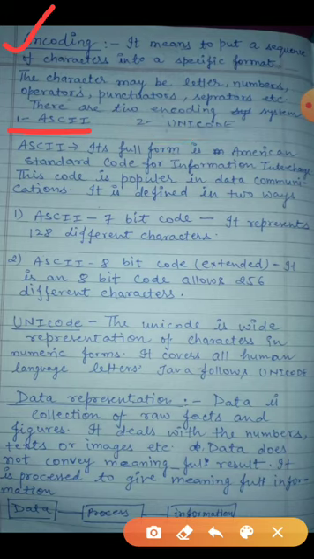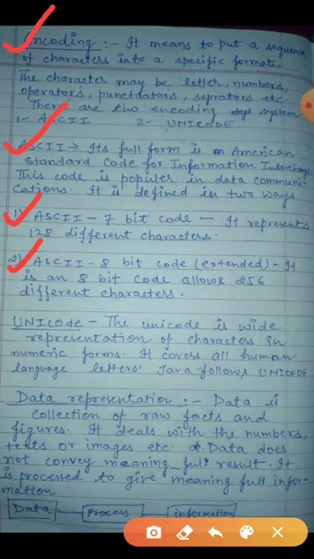ASCII code means what? Look here. ASCII's full form is American Standard Code for Information Interchange. This code is popular in data communication. It is defined in two ways. There are two types of ASCII. First one, the old one, is ASCII 7-bit, and the new one is ASCII 8-bit. ASCII code is divided into two parts, ASCII 7 and ASCII 8.